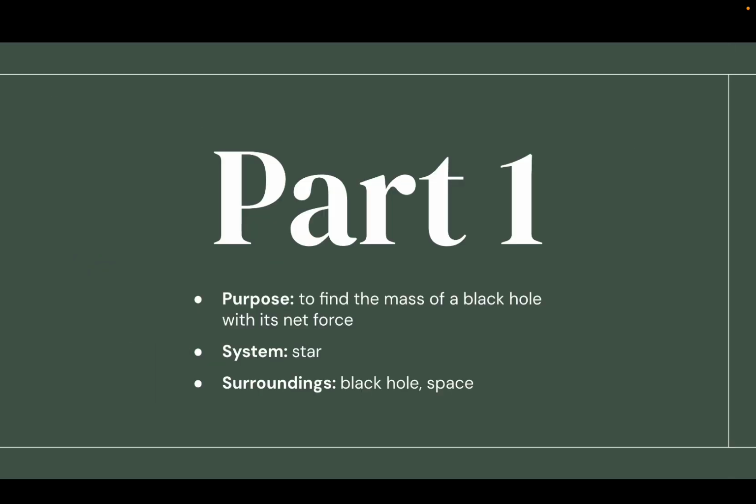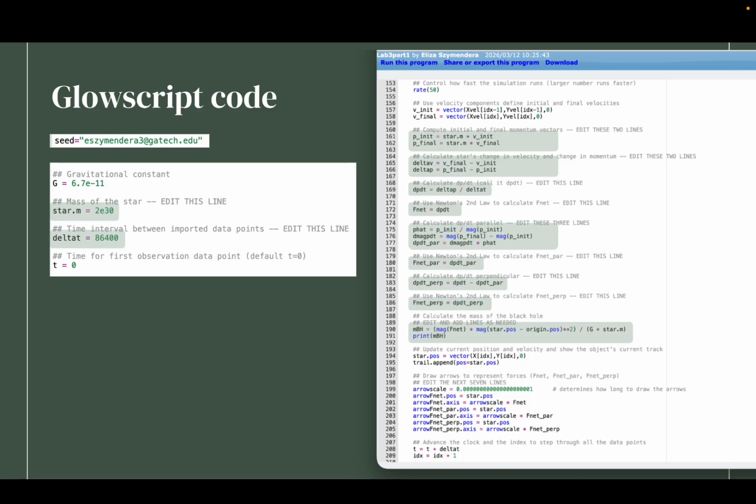The first part of this lab was to find the mass of a black hole. The system was a star with a trajectory unique to each person, and the surroundings were the black hole in space. This lab was done entirely in GlowScript. I first entered my Georgia Tech email, as this would determine my star's unique trajectory. I then added the mass of the star and the time interval, which was 1 day.